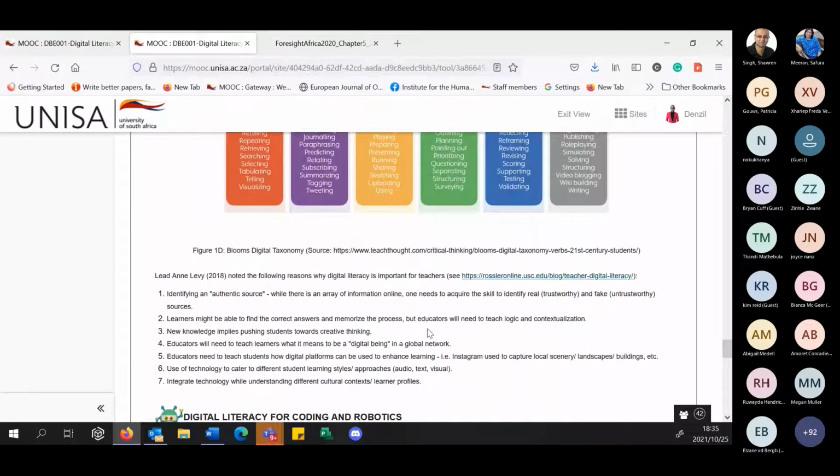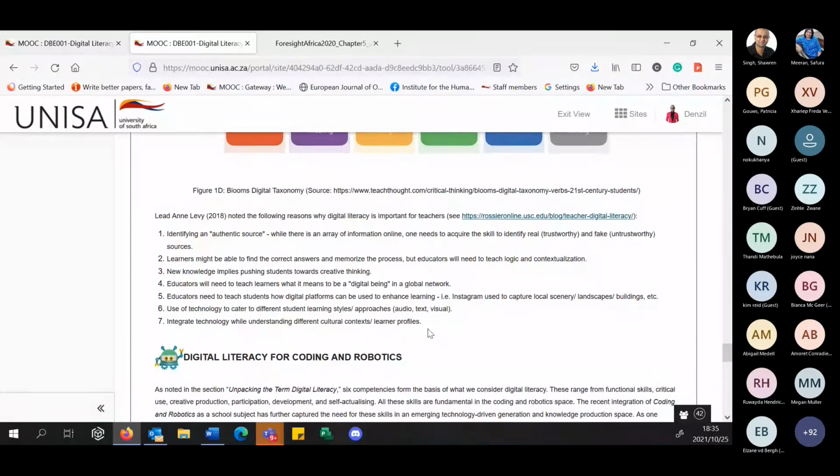And then Leanne and Leary noted the following reasons why digital literacy is important. I thought this was quite an interesting way in which she contextualized it in the education space, and you can read more on the link. One is to identify an authentic source. While there is a variety of information online, it's no longer a question of whether there is information. The skill is knowing what is real and trustworthy, what is untrustworthy, what is fake news, what are fake sources. That's a skill that needs to be learned by our students, especially if they have connectivity and are online. They need to know what a trustworthy source is.